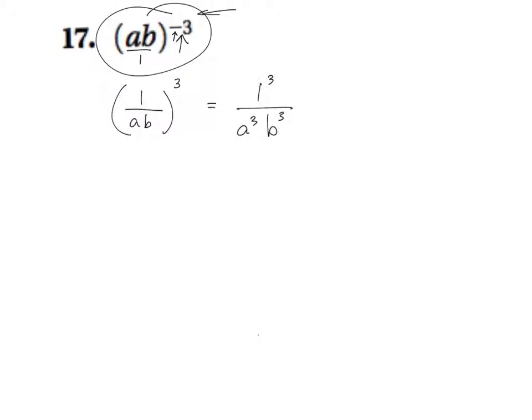So then if I cube everything inside, that's the power of a quotient rule. Then I can simplify from there. 1 cubed is 1 over A cubed B cubed.